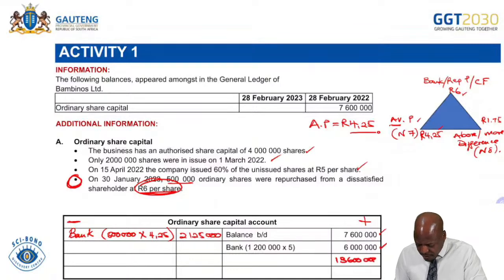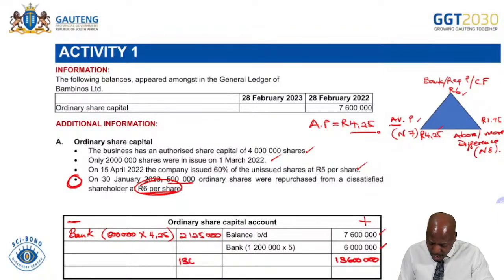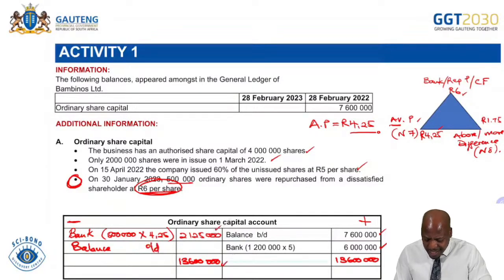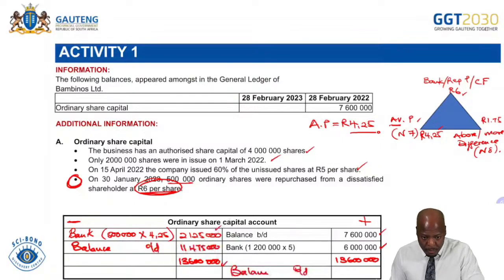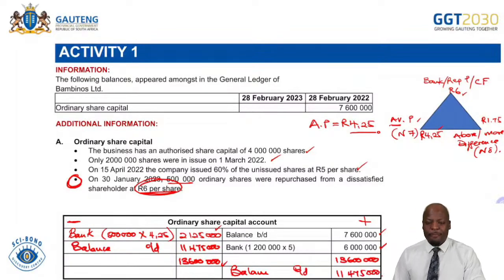Thank you. 13.6. Remember, it's a ledger account. So I'm coming here. I'm going to have the 13.6 as well. Then I'm going to now say my balance carried down. 13.6 minus the 2,125,000. How much does it give you? It gives you 11,475,000. That becomes my balance brought down, which is 11,475,000. Okay, that's my ordinary share capital account.